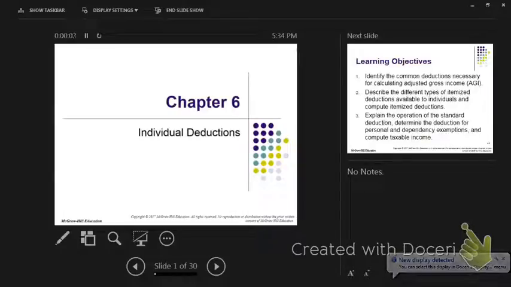Okay, so this chapter is all about individual deductions, and I have a lot of different printouts for you guys. These are all online in Blackboard for you. I put them under the Documents tab in the event that you did not hang on to them, or don't hang on to them, I should say. But I wanted to have copies so that we could also talk about them today as well.